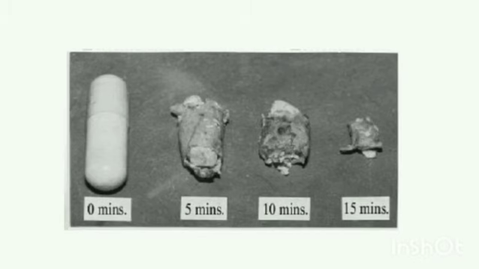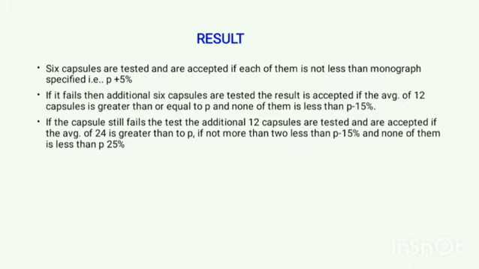This slide shows the condition of the capsules after dissolution at 0 minutes, 5 minutes, 10 minutes and 15 minutes. Result: 6 capsules are tested and are accepted if each of them is not less than the monograph specified, that is P plus or minus 5%. If it fails, then an additional 6 capsules are tested. The result is accepted if the average of 12 capsules is greater than or equal to P, and none of them is less than P minus 15%.